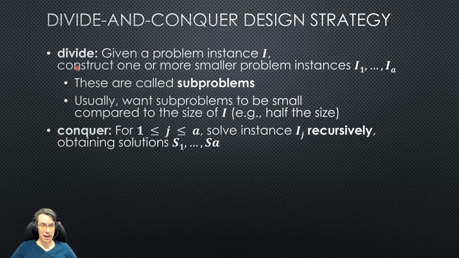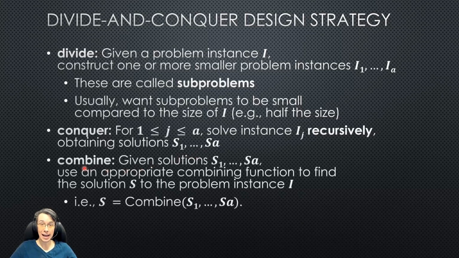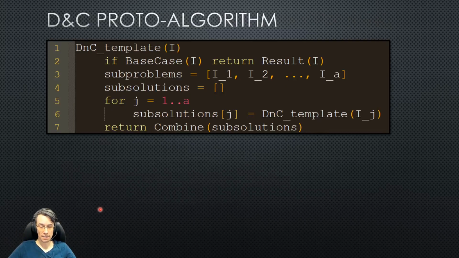And then once we've divided up our subproblems, we conquer them. So for all of our subproblems, we solve the subproblem recursively. And then we obtain a set of solutions, a sequence of solutions, one for each subproblem. Next, we want to combine all of these solutions to subproblems using some sort of appropriate combining function to find the solution S to the whole problem instance I. So the idea is we're going to run a combining function of some sort on all of these subproblems, get some larger solution S, and return that.